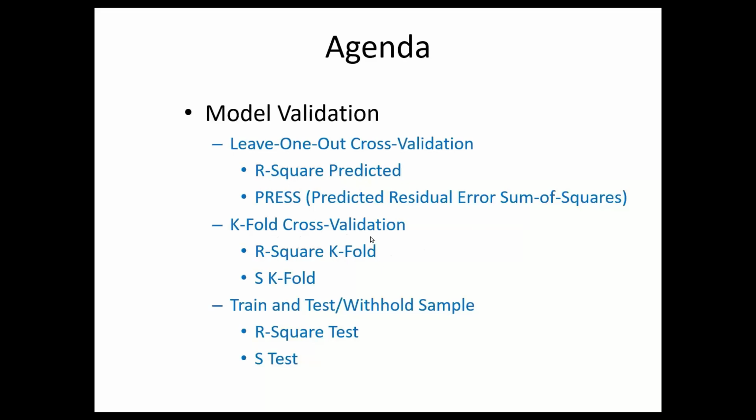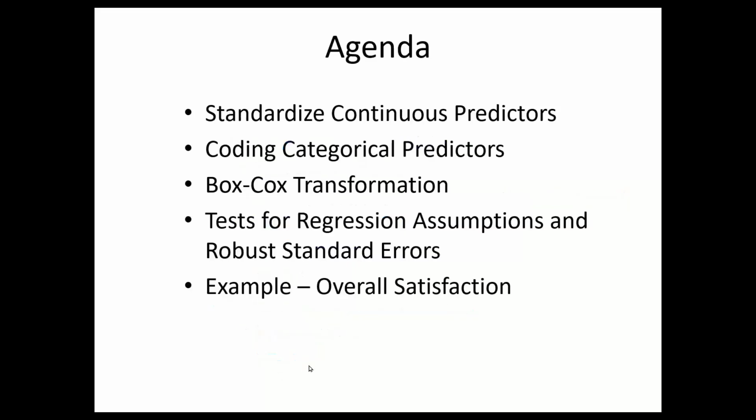K-fold cross-validation, and so R-square K-fold, standard deviation K-fold, and then there's the train and test R-square and standard deviation. We'll also cover standardized continuous predictors, coding categorical predictors, application of Box-Cox transformation to the response, testing for regression assumptions and robust standard errors, and then we'll do the example that I mentioned from the customer data, overall satisfaction.